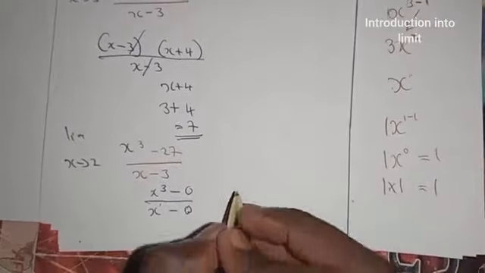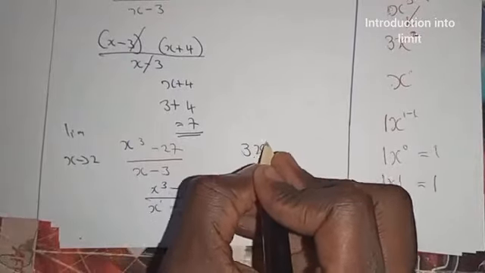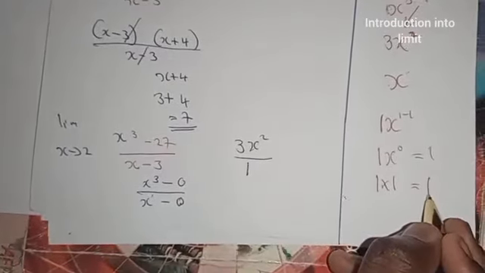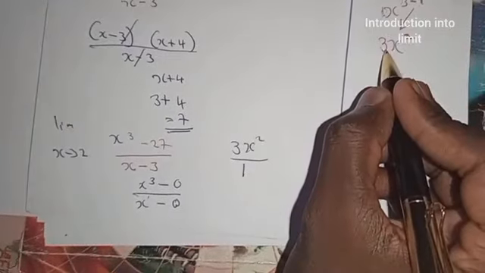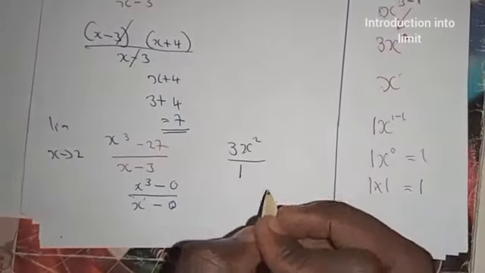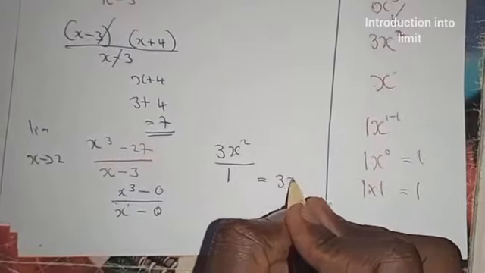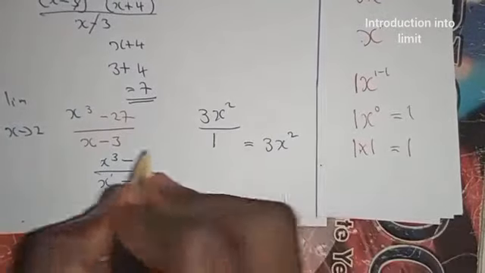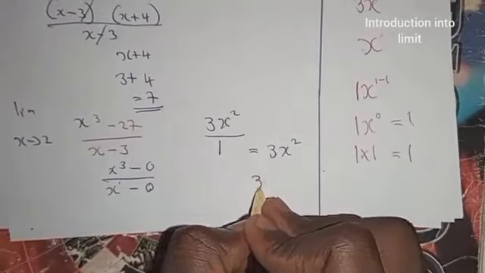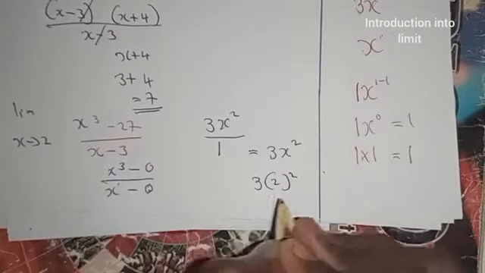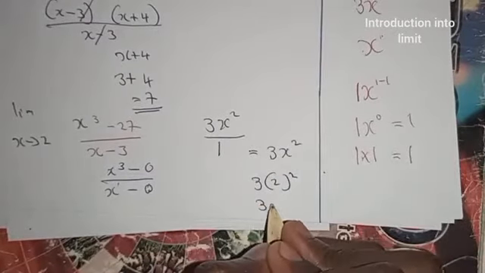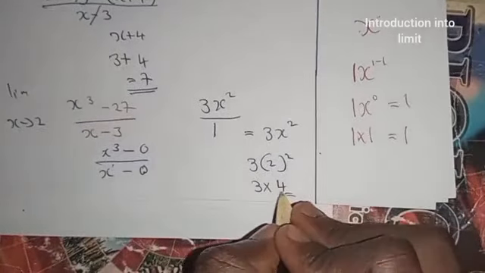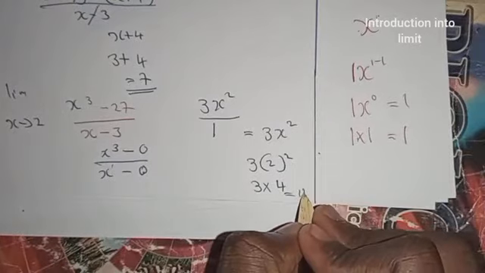This now will be 3x squared all divided by 1, as we got our x as 1 here and our x cubed as 3x squared. So this will be equal to 3x squared. Now let's put in the value of x, that is 2. Now it's going to be 3 times 2 squared, and 2 squared is 4. Our final answer will be 3 times 4, which is 12.